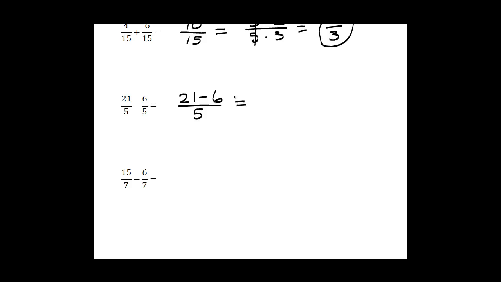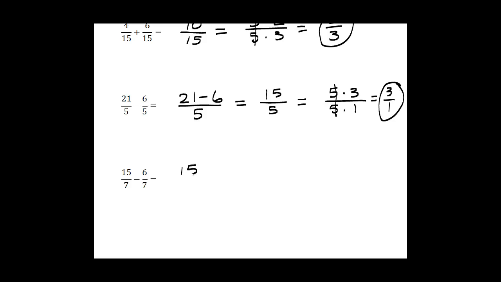All right, so 21 minus 6, that's 15. 15 over 5. Again, we see that there's a common 5 in both of these. We can have 5 times 3 is 15, and 5 multiplied by 1. So if we want to leave it as a fraction, we can leave it as 3 over 1. We also know that that's the same thing as the whole number 3.